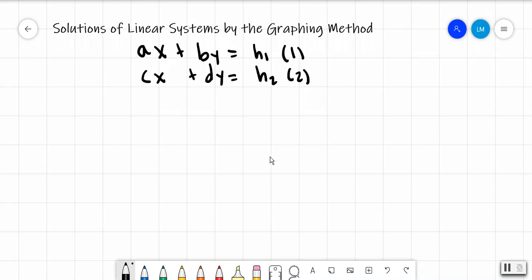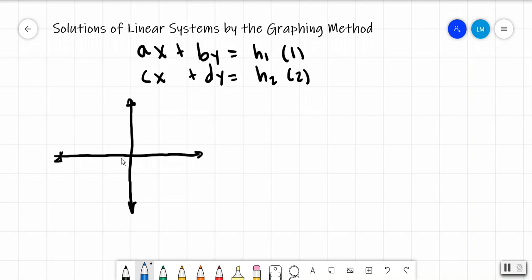Hello. In this video, I'm going to look at solutions of linear systems by the graphing method. So, when we talk about the graphing method, we mean that we graph both of the two equations. Now, you might have seen in a video or in one of the other sections that one way you can do this, of course, is by graphing the equations.